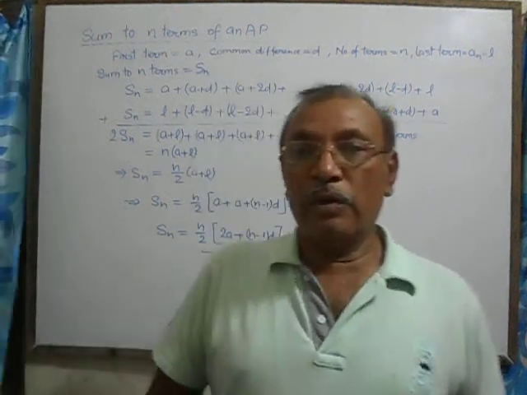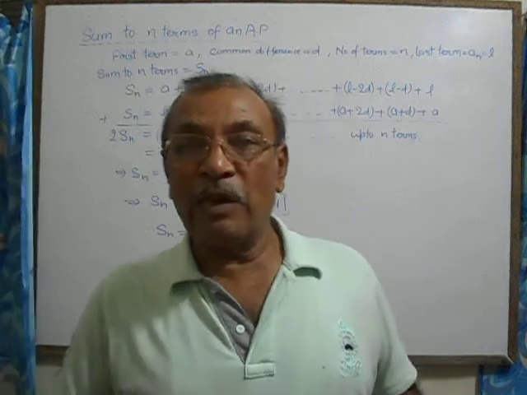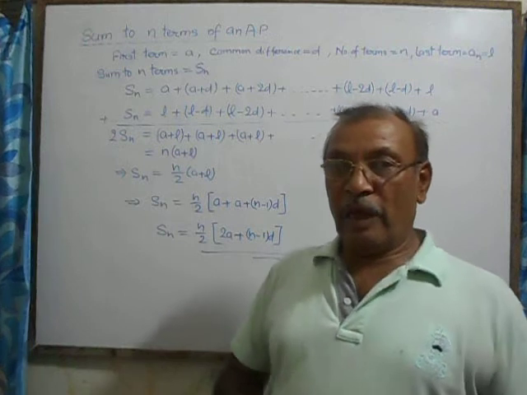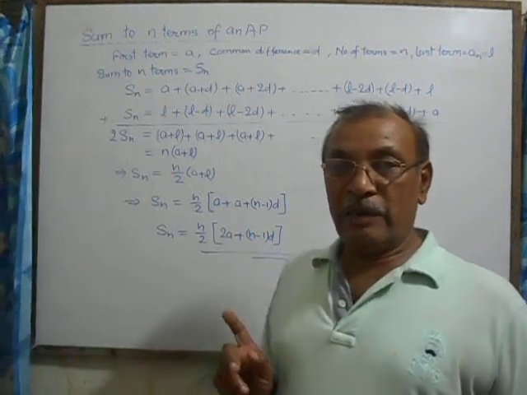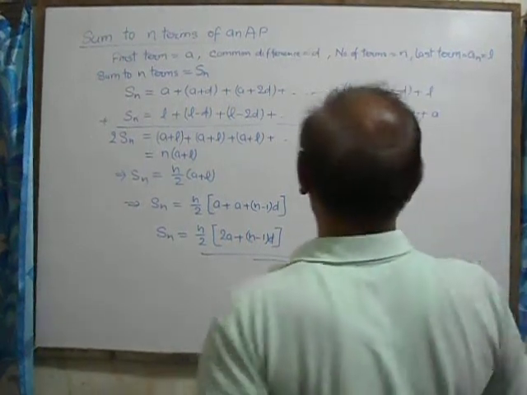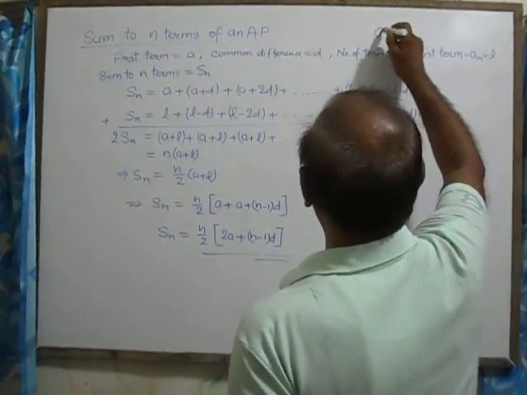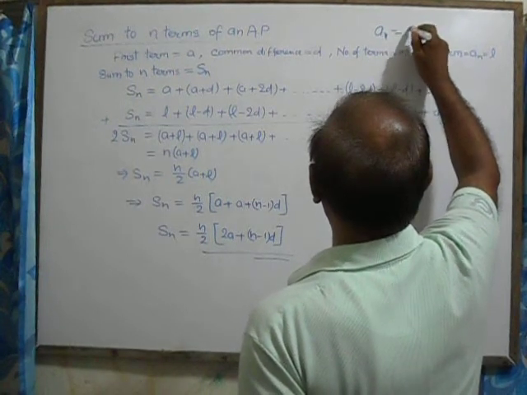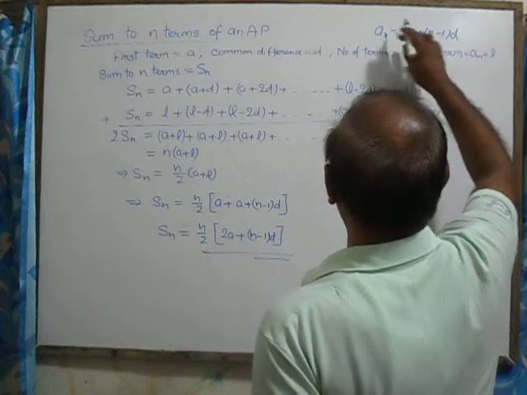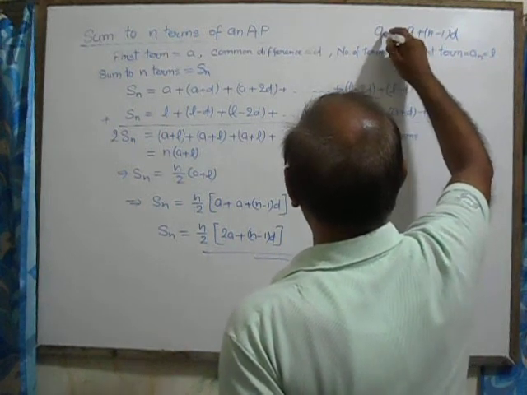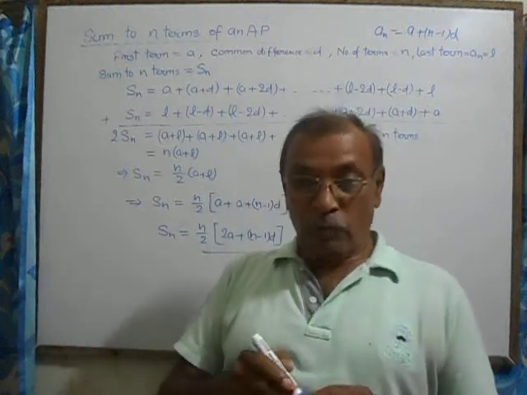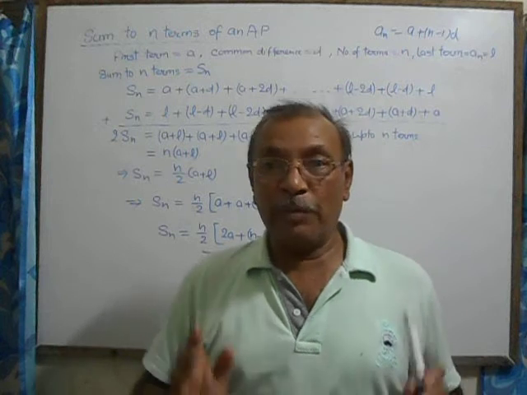Now we will derive an expression for the sum of n terms of an AP. I have just derived the nth term of an AP, that is, an equals, what was that term? An was given to be a plus n minus 1 into d. We have just derived it. Now we will come to the sum of n terms of an AP.